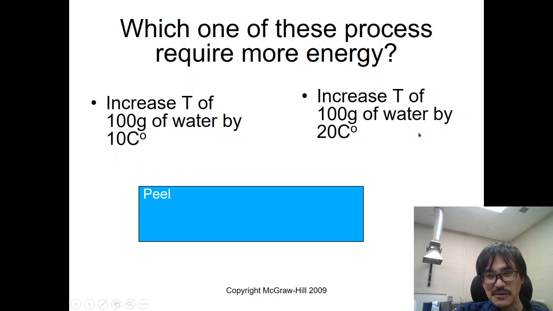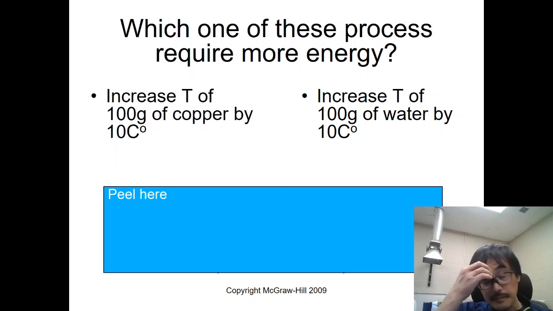It's that one, right? Because to go from 0 to 10 and then 10 to 20, this one requires a little bit more energy out of that, right? And there's also another one, which is 100 gram of copper by 10 degrees Celsius or 100 gram of water by 10 degrees Celsius.